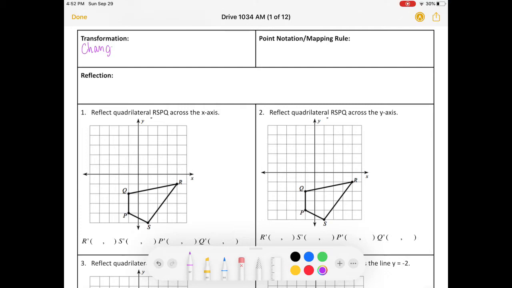So changing a shape by flipping, sliding, turning, or resizing.